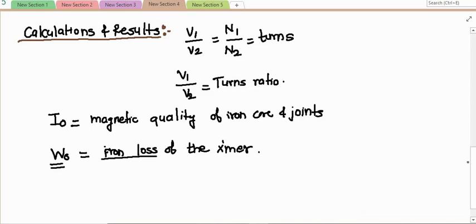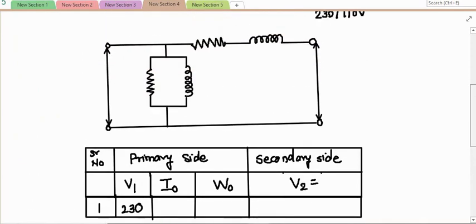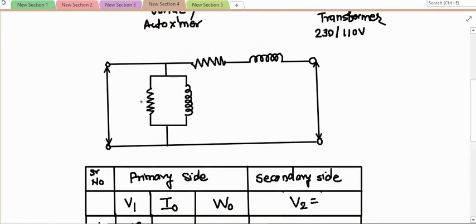Then now come to the equivalent circuit of your transformer referred to the primary side. This is your V1 voltage applied. This is the current taken from the supply, which is nothing but the vector sum of I0 and I2 dash. Now what is I2 dash? As there is no load connected across the secondary, V2 dash is nothing but the secondary voltage referred to the primary side. So my I2 dash will be 0.